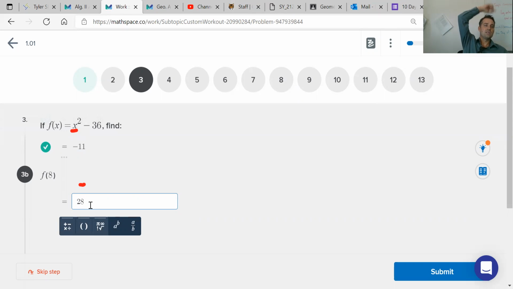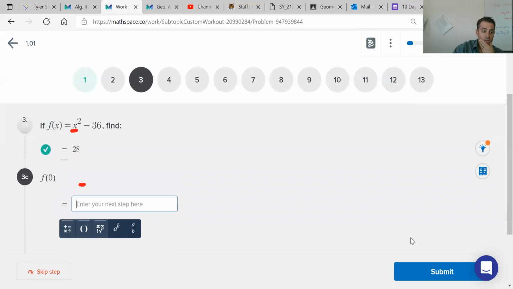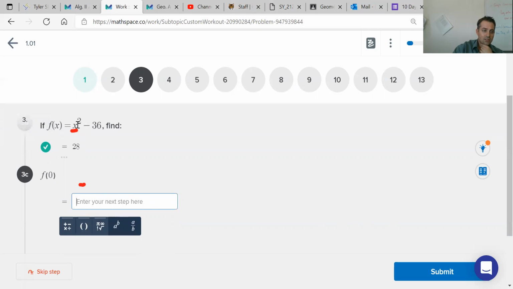Are we clear on f of 8? Or do you want to see the steps? Clear? Yeah. Okay. You good? You want to see it written out? Okay. Now f of 0 is really easy because 0 squared is 0, right? Yeah. So what's the answer, guys? Good job.